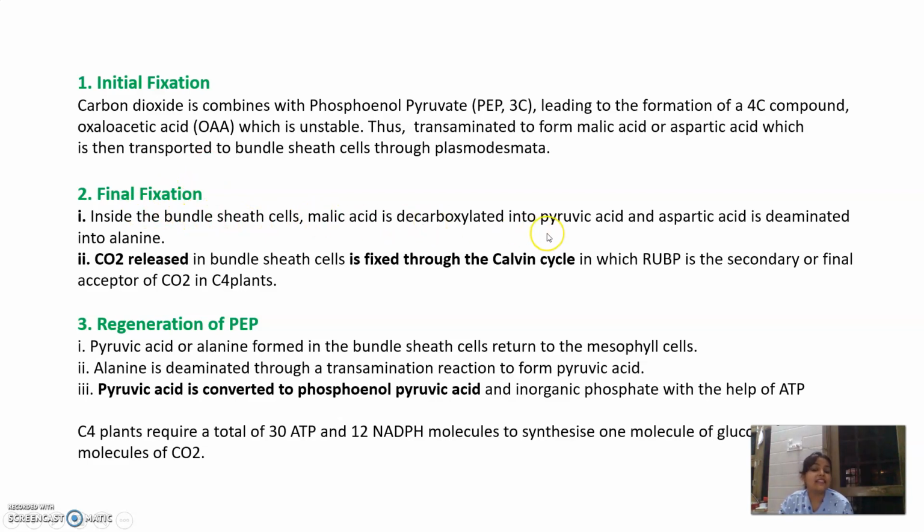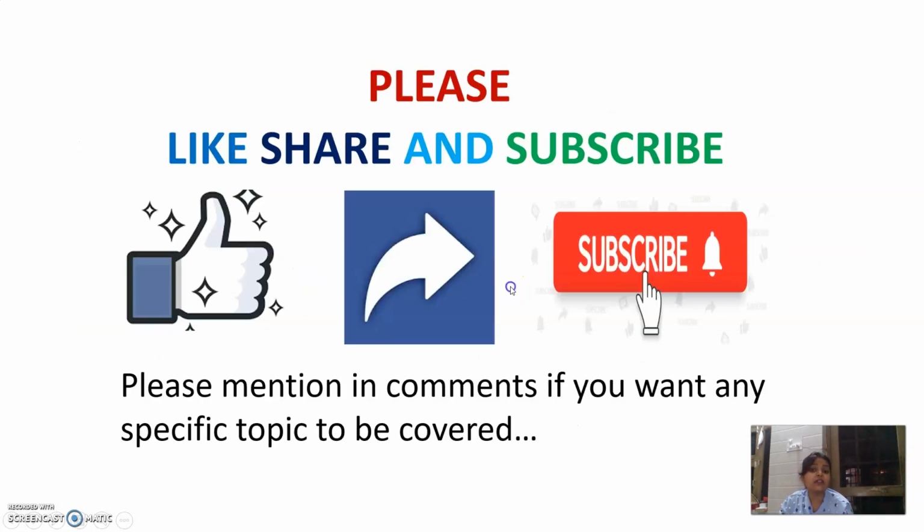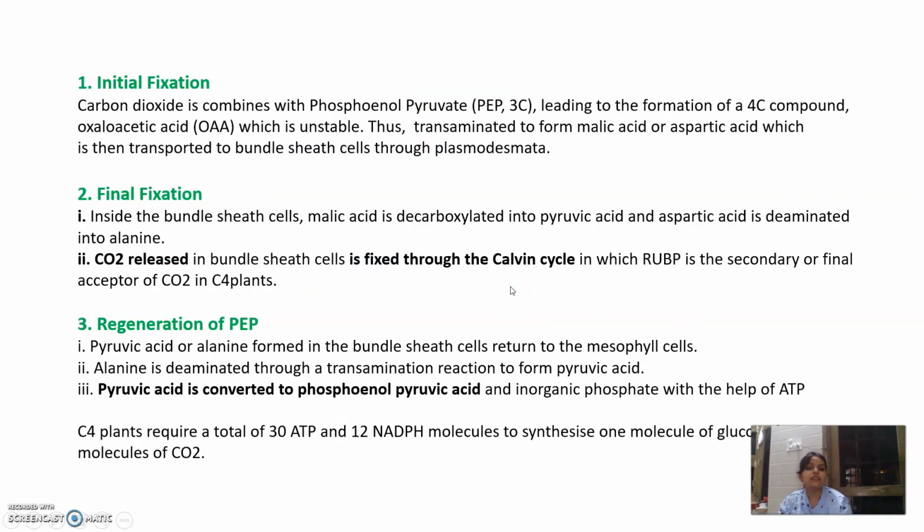After that, the final fixation occurs. The malic acid is decarboxylated to pyruvic acid. Aspartic acid is deaminated to alanine. The carbon dioxide which is released is fixed through the C3 cycle, or the Calvin cycle, picked up by the RuBP, that is the second acceptor of this carbon dioxide in the C4 plants. After that, the regeneration of the phosphoenol pyruvate occurs.